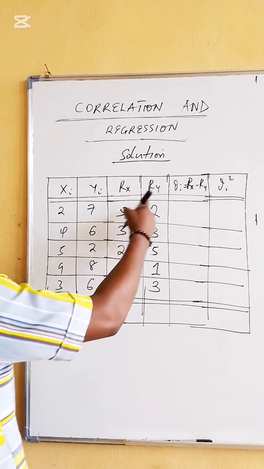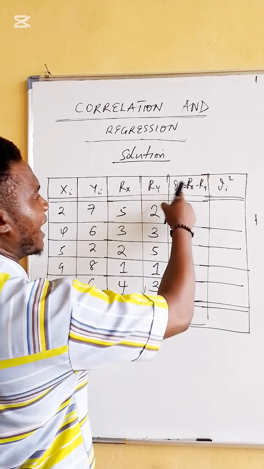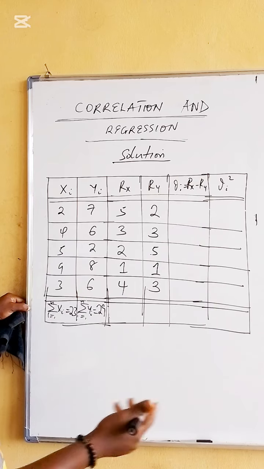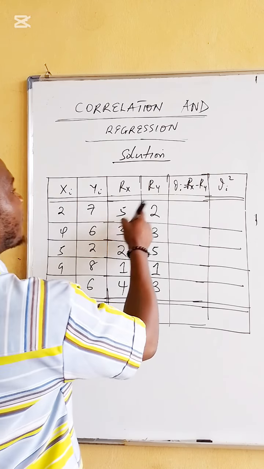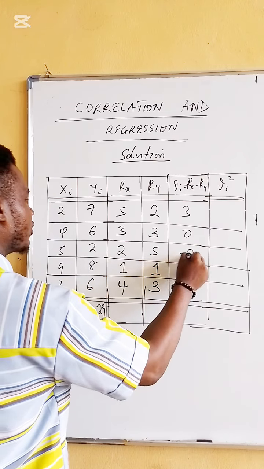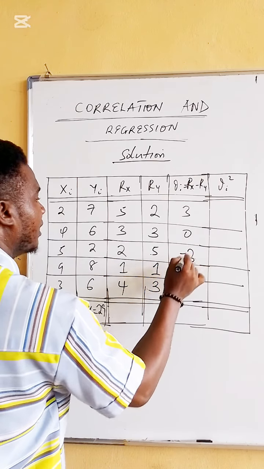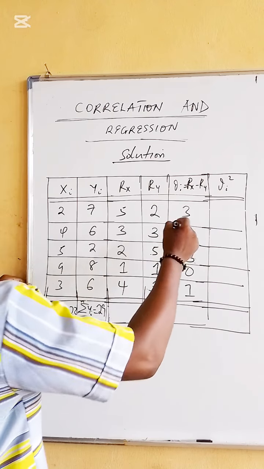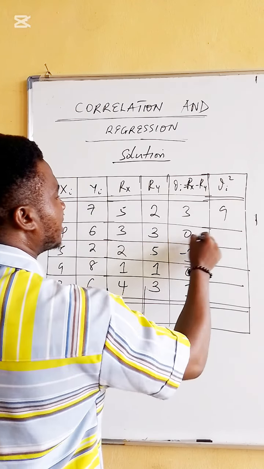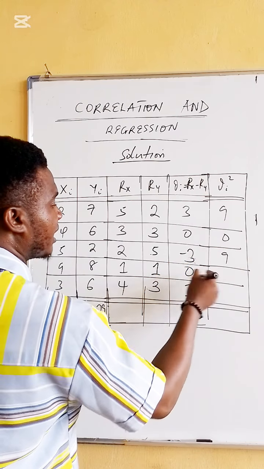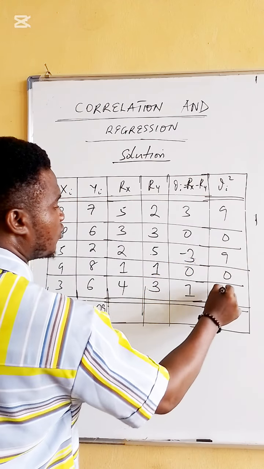Now for the rank difference, I'm going to have di, rank x minus rank y. Please, if you choose to rank y minus x, you still get the same result. So 5 minus 2 in this case is 3. 3 minus 3 is 0. 2 minus 5 is minus 3, sorry. And 1 minus 1 is 0. 4 minus 3 is 1. Now, let's square. 3 squared will give us 9. 0 squared comes 0. Minus 3 gives 9, all squared. 0 comes here. 1 squared is 1.